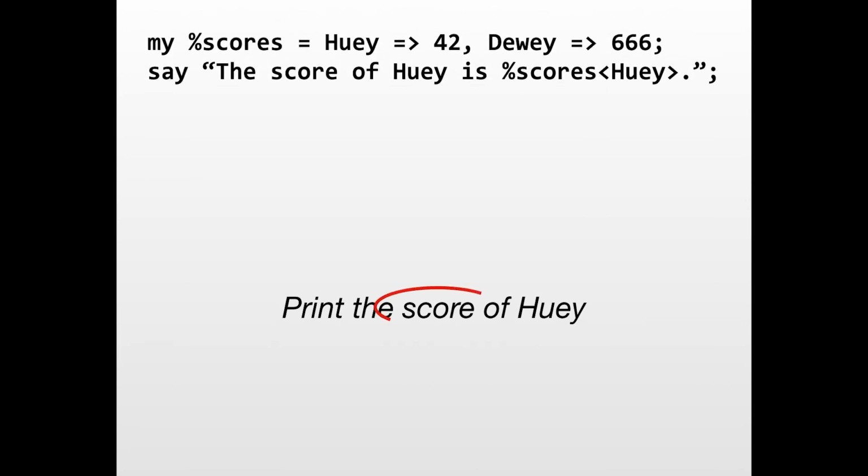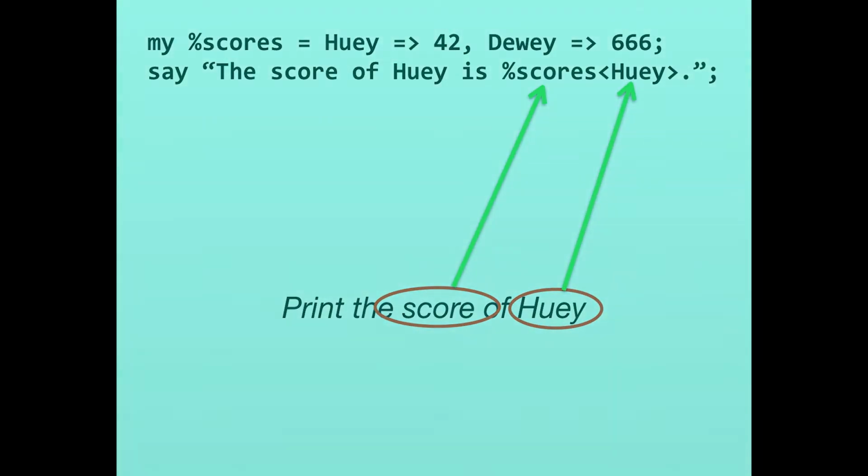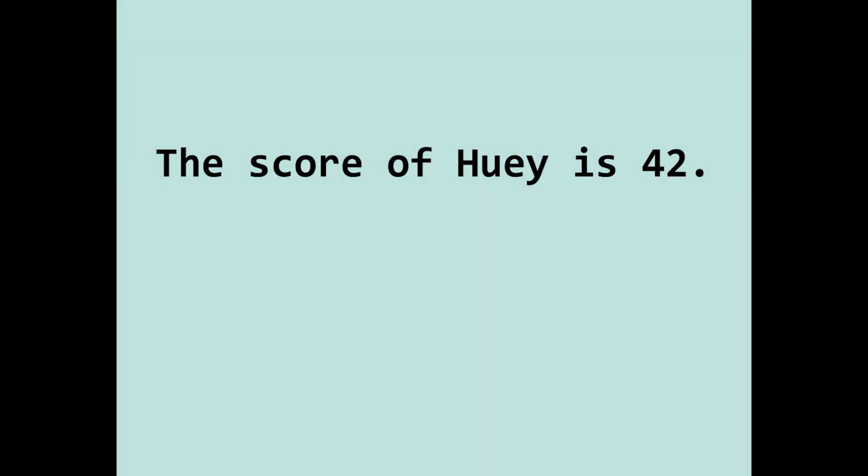So what if we want to print the score of UE? How does that look? Well, basically we index into the hash by specifying the string there. And that's how it looks.